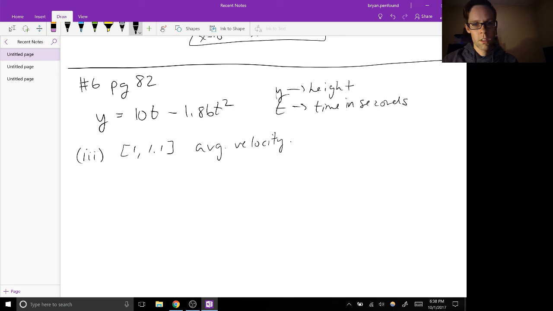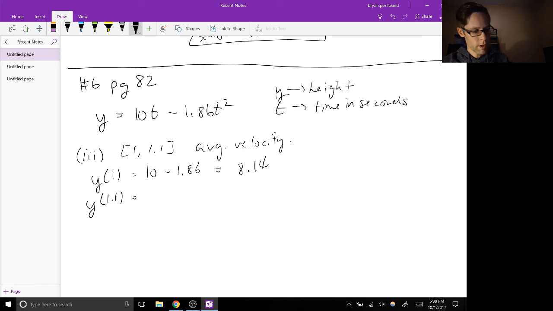I haven't really talked about physics applications yet, but the derivative of height is indeed the velocity. So all they're really asking you to do here is calculate the slope of the secant line between t = 1 and t = 1.1. So let's find y at 1. That is 10 minus 1.86, which is 8.14. Then we need to calculate y at 1.1.